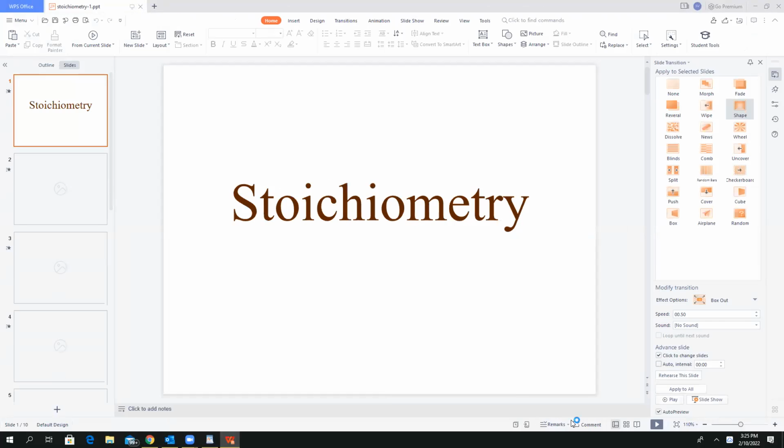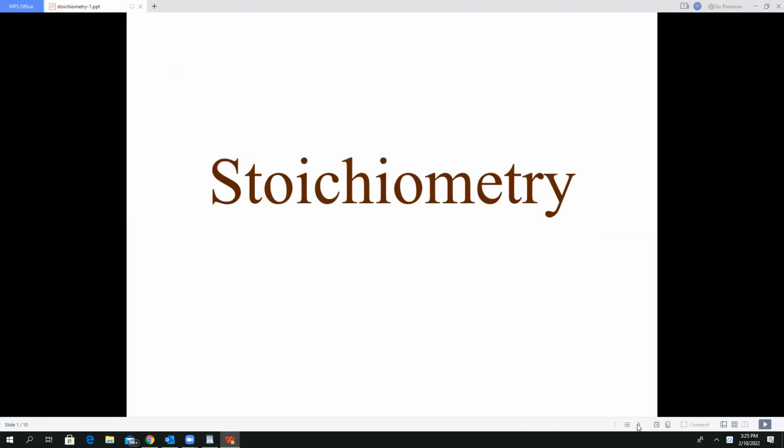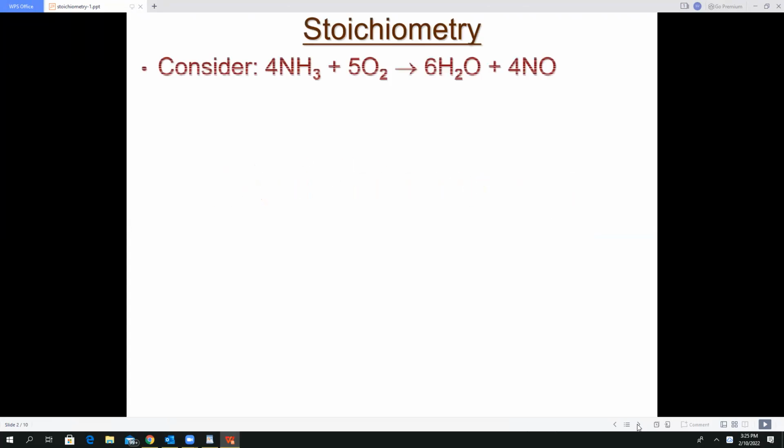All right. So stoichiometry basically is a way of figuring out how much product, or how much of something you need to make so much of something else. Okay, so if you have a balanced equation, that's a starting point, because this right here tells me that 4 moles of ammonia combined with 5 moles of oxygen gas yield 6 moles of water plus 4 moles of nitrogen monoxide.